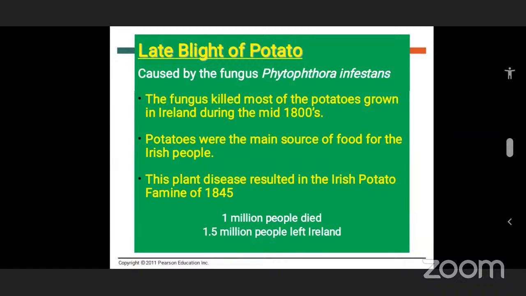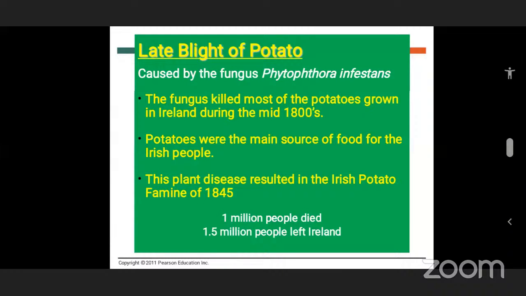Mainly the Irish people and the European countries depended on the potato crop. Whenever the potato crop is completely infected, it is not a single season; complete devastation occurred. Within 2 to 3 years, the total potato fields were completely devastated.